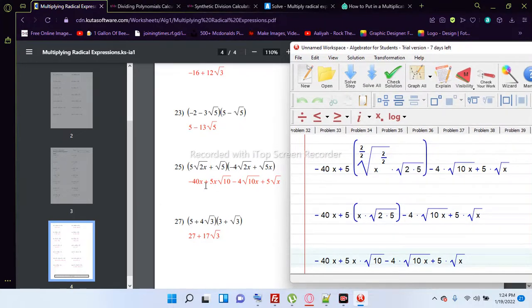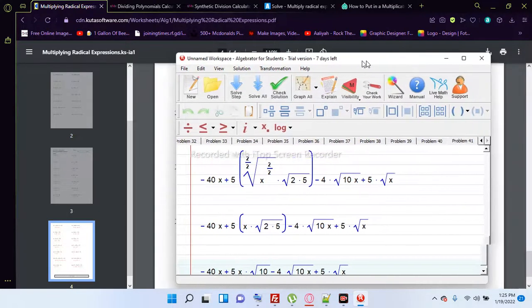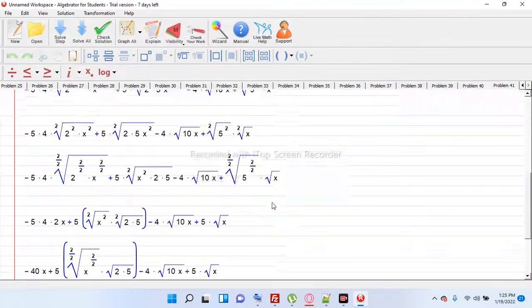You see what I say, people? Negative 40x plus 5x plus 5x, radical 10x minus 4 radical 10x plus the 5x radical x. Look at that. And then you have the rest of the equation, and we got it right. Write it up the same way you see it on the paper, and you will get it correct.